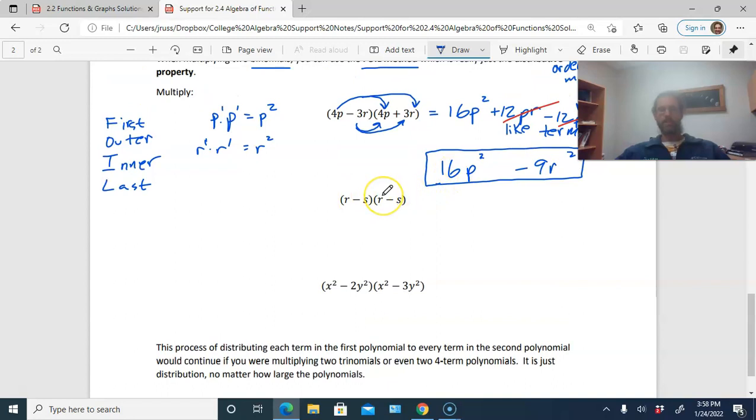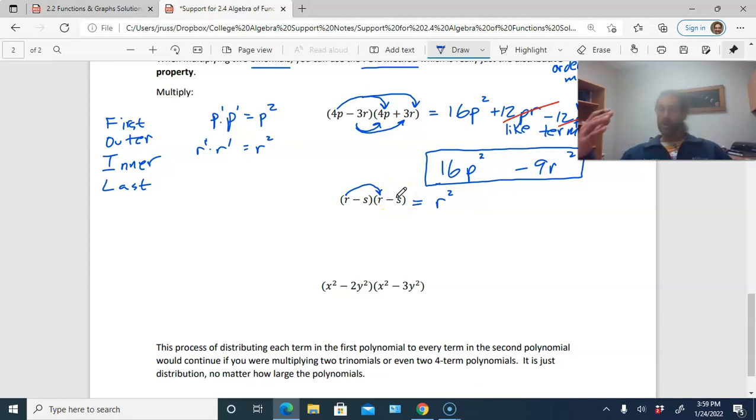Alright, well let's try the second one. The second one is the same way because these are two binomials. So I'm going to start by distributing the r. R times r is going to be r to the second, just like right up here. And then r times negative s.